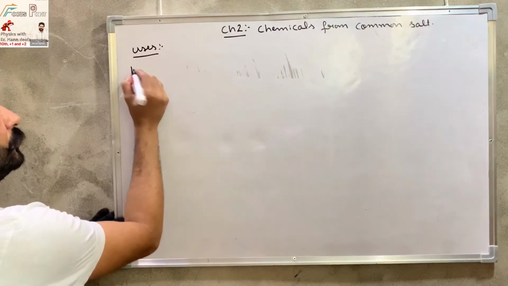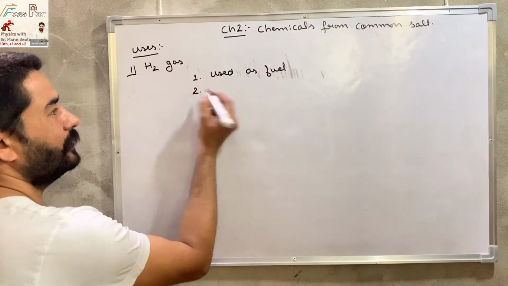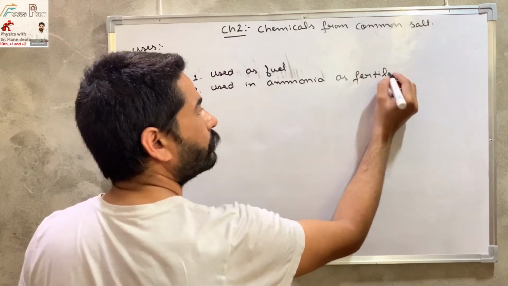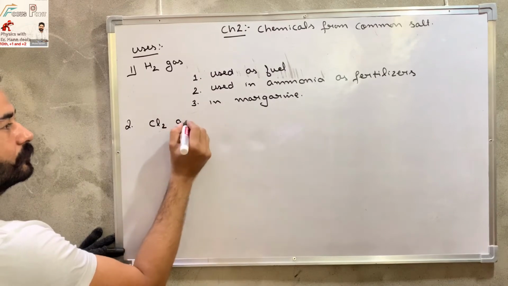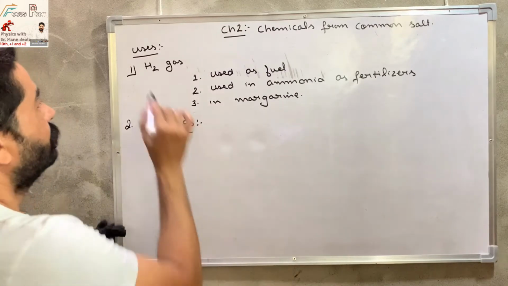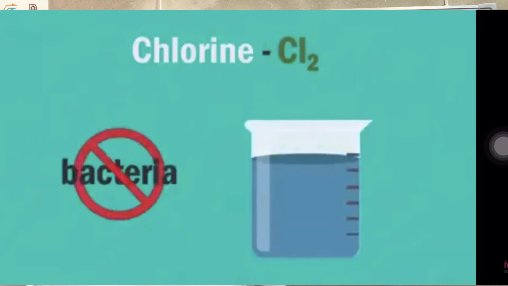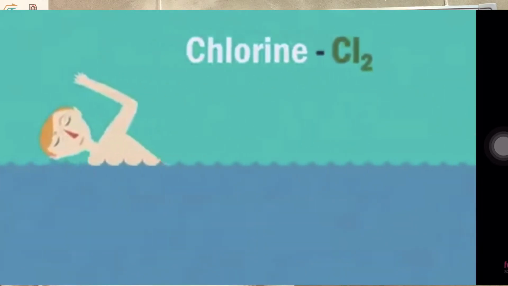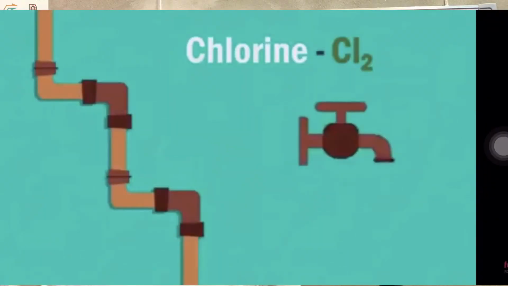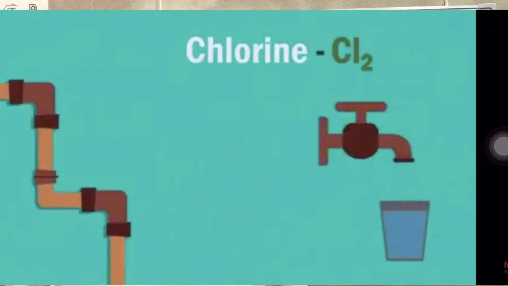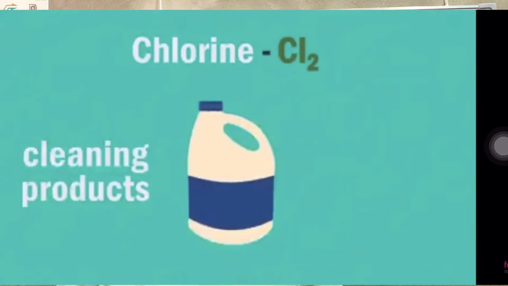So you have to do the uses of hydrogen gas. Second, uses of chlorine gas. Now for the chlorine gas, the main thing you have to remember is that it is used as a disinfectant in the water. Whatever water we are getting from any pump or waterworks, chlorine gas is mixed in that water. So it kills the bacteria or germs in the water.